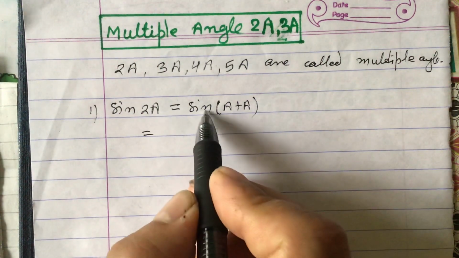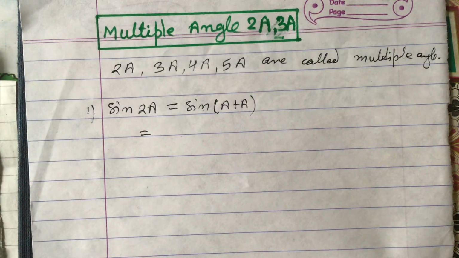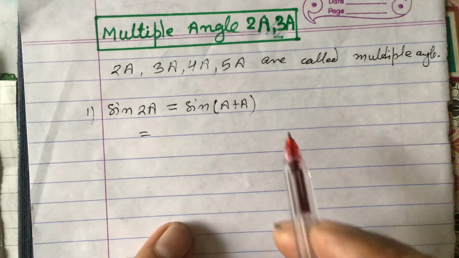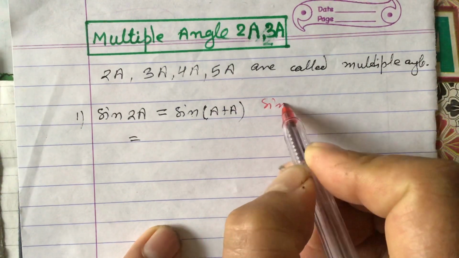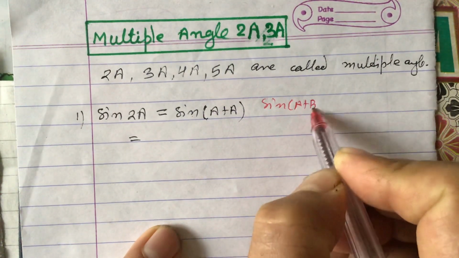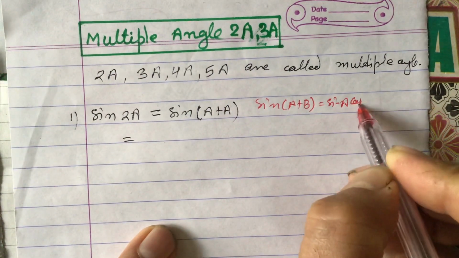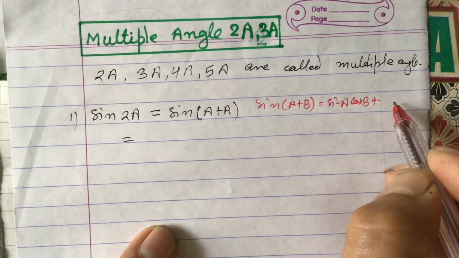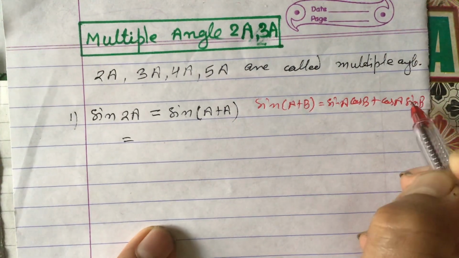A plus A, the sine A plus B formula. Sine A plus B, we have already learned the formula in compound angle. I am going to write it here. See, sine A plus B is equal to sine A cos B plus cos A sine B. This is the formula, okay?